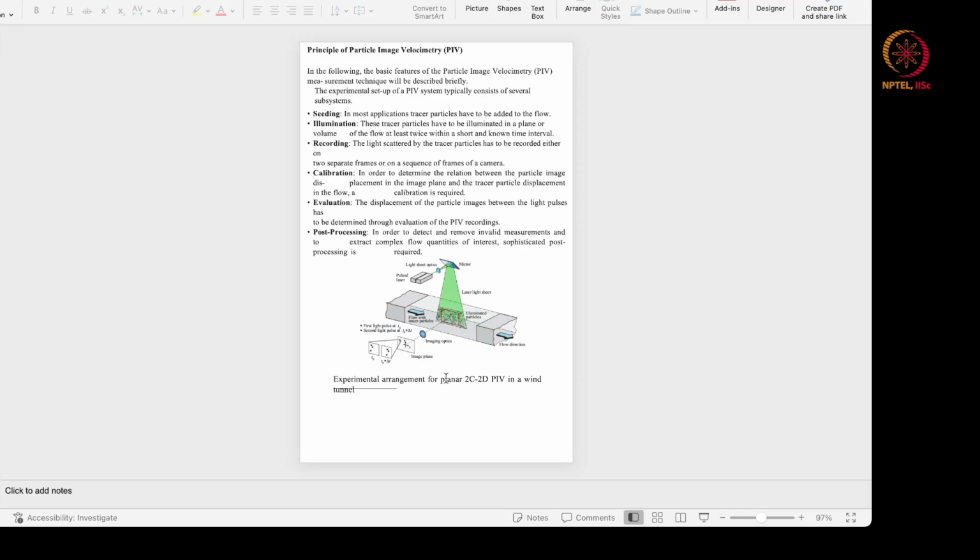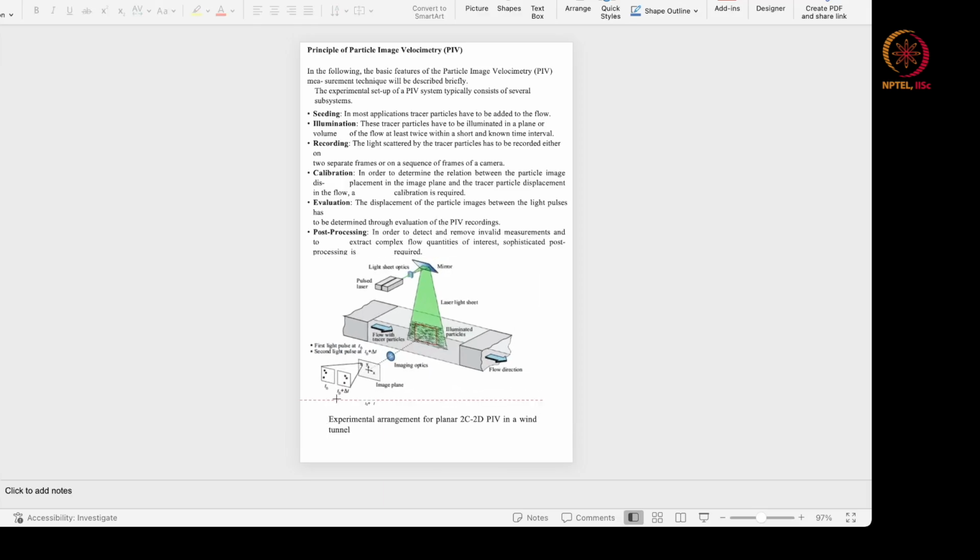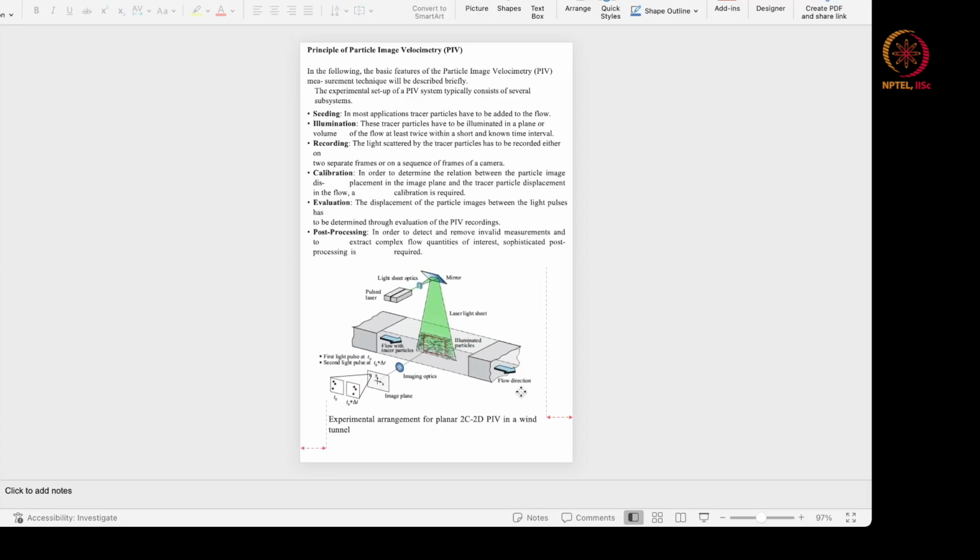Look at this particular diagram in detail. Let me expand this up a little, blow this up, so that you can see that this setup consists of several subsystems. These subsystems are, first, the seeding. Seeding is needed; these are basically tracer particles added to the flow. Then you have illumination. The tracer particles have to be illuminated in a plane or volume of the flow at least twice with a known time interval between the two.